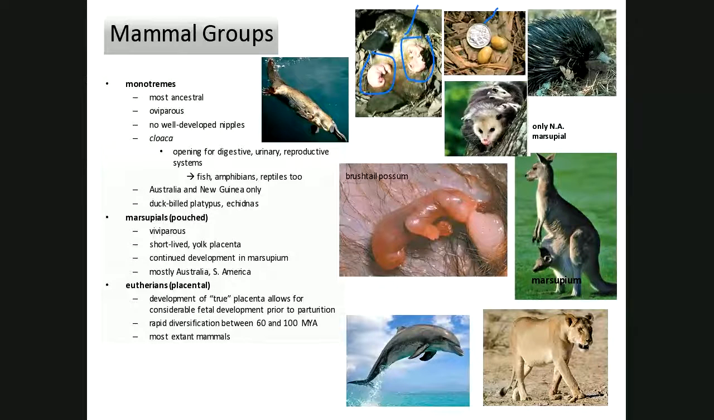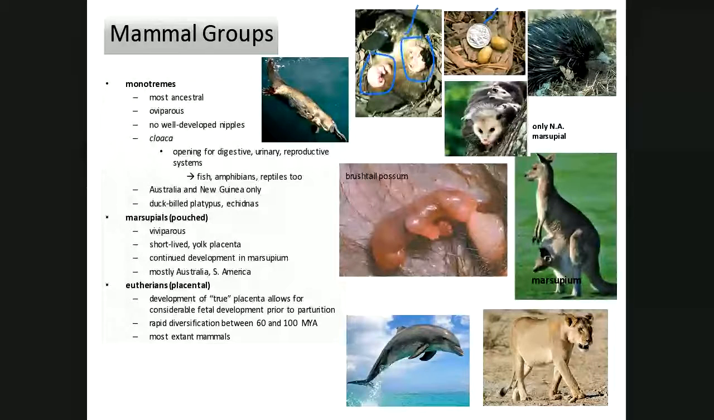A cloaca is a common opening for the digestive, the urinary, and the reproductive system. Literally, cloaca comes from the Latin word which means sewer. Monotremes have a cloaca, frogs have a cloaca, the shark has a cloaca, fish, amphibians, reptiles. We don't have a cloaca.